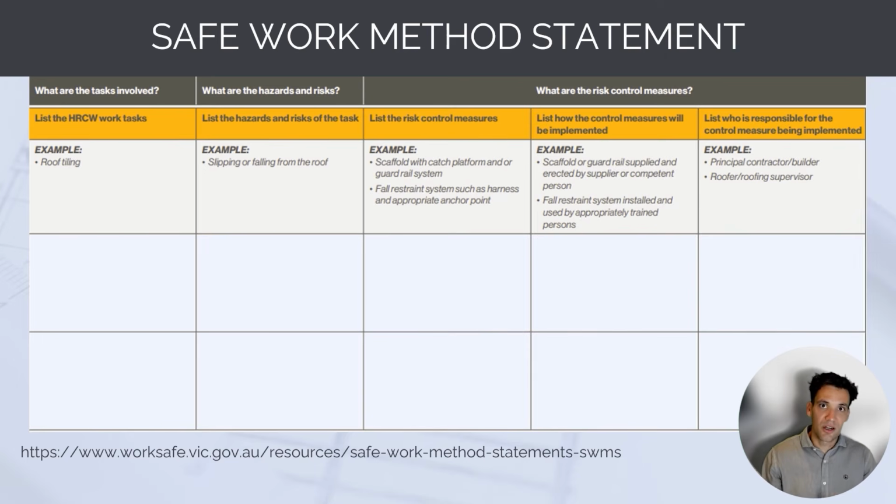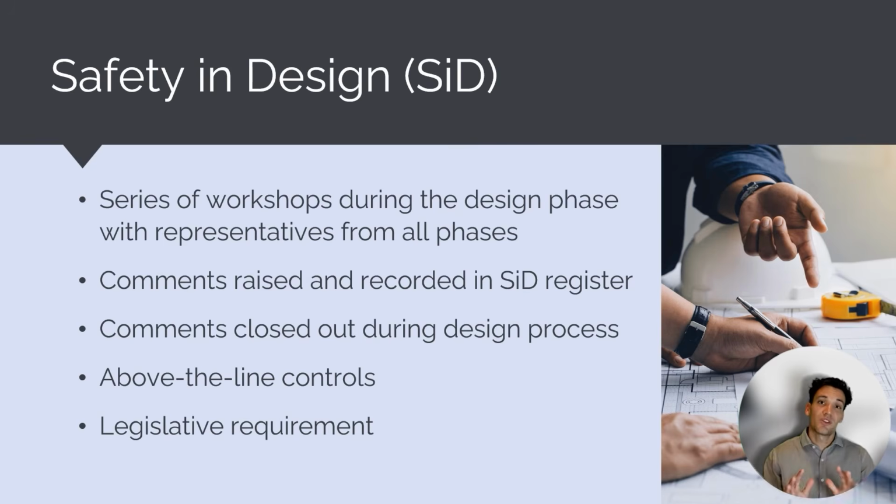So scaffolding, guardrail, and access to the roof. And then who is responsible for it? The roof tiling supervisor. Okay, so the next tool we have available, a safety in design workshop.